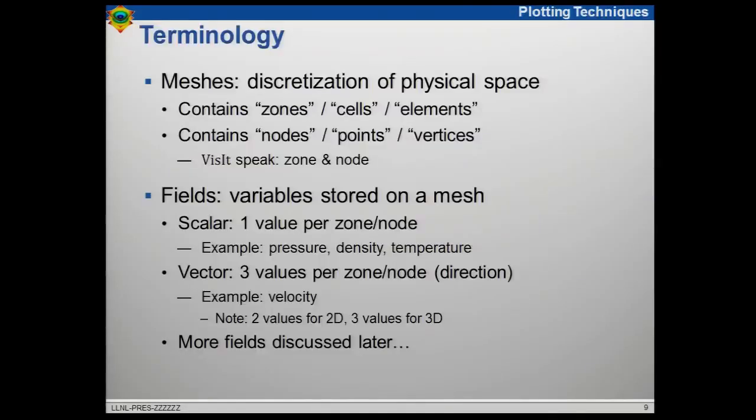Terminology in VisIt: we talk about zones and nodes. Zones are the same thing as when I say cells or elements, finite elements. Well, VisIt calls them zones, so this is to know. And then fields are called scalars and vectors, and so forth. There's nothing new here.